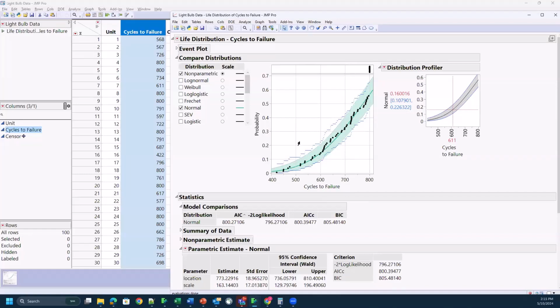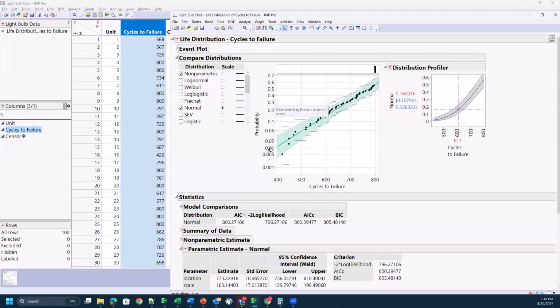And in fact, if we did a kind of a normal probability plot by clicking on the scale button, what JMP will do is adjust the scales so that if it's a normal distribution, it will appear to be a straight line. The data will follow along a straight line.